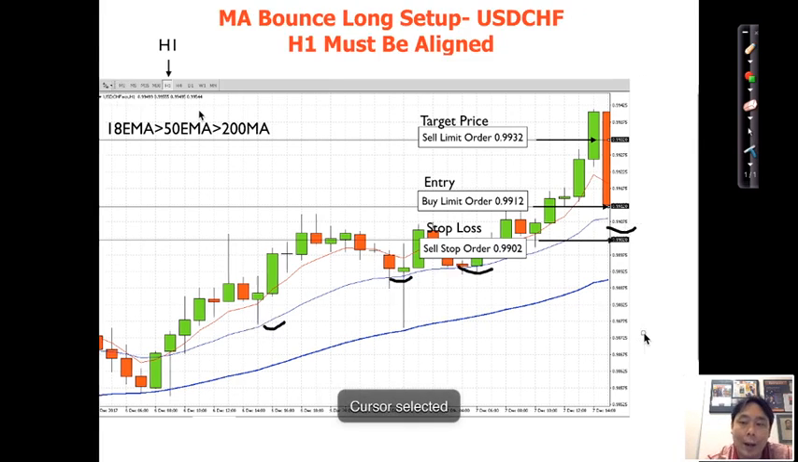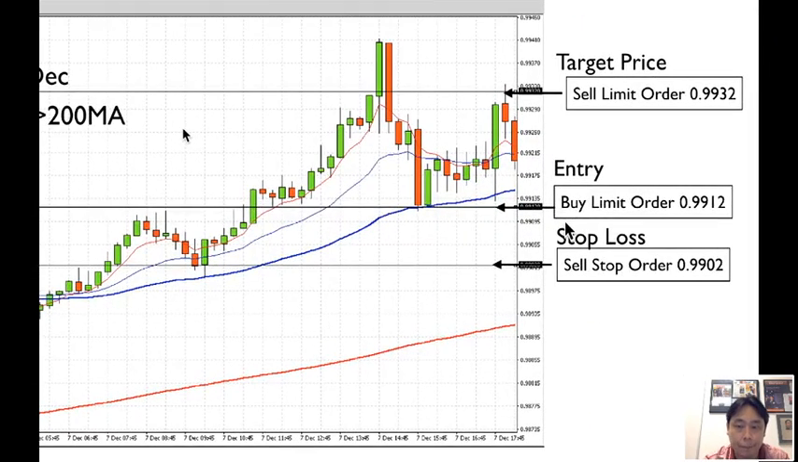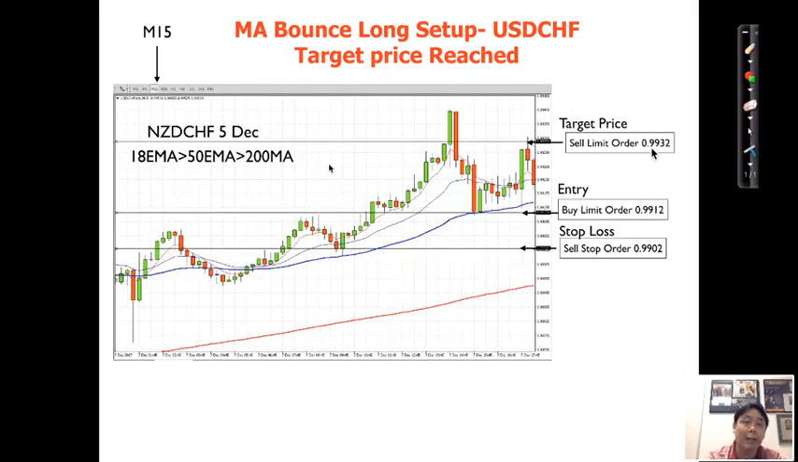So once I placed the order, I waited for the order to be filled, and sure enough, let's take a look. It came down, it triggered my buy order at 9912, it went up, went sideways, went down again, and boom, hit my profit target at 9932. So another winning trade for the bounce setup.